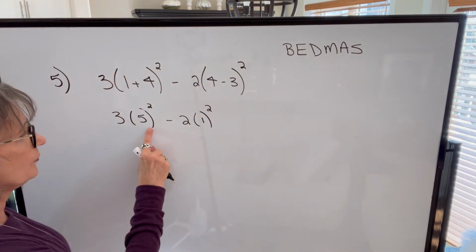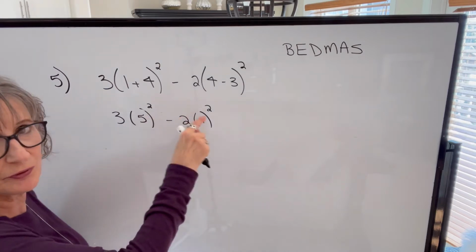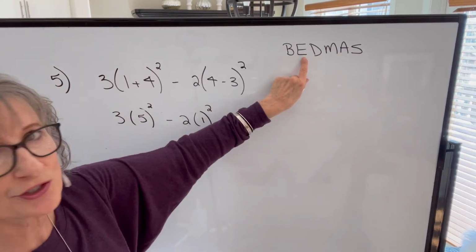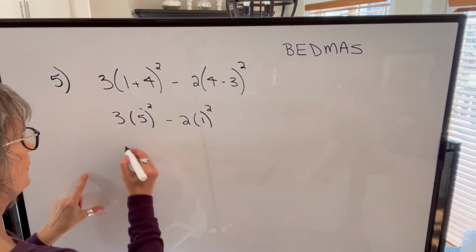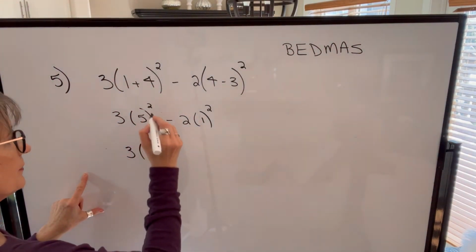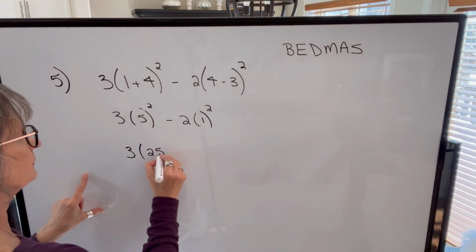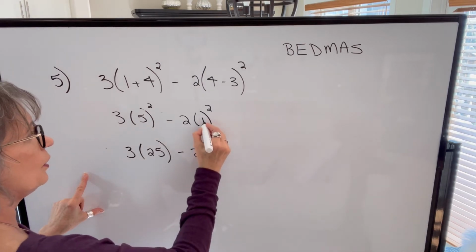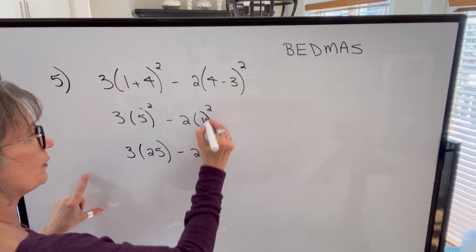Now we still have parentheses, but there's no simplification to do within those parentheses. So we move on to our next operation, which is exponents. So we're going to have 3 times 5 squared. 5 times 5 is 25. Minus 2 times 1 squared is 1 times 1, which is 1.